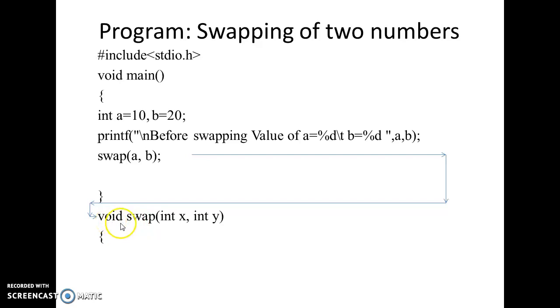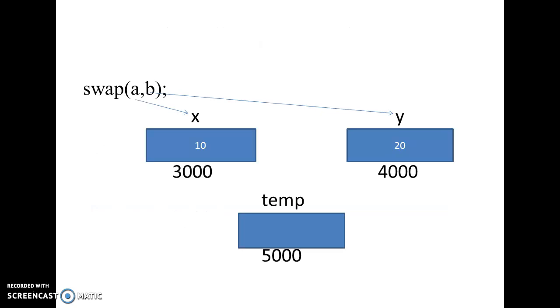In the function definition, it's void swap int x and int y. So simply A and B are copied into the variables x and y. See here, swap A and B. So A is mapped with x and B is mapped with y. So x is located at say 3000, y is located at 4000. So the value stored in x is equal to 10, that is equal to A, and y is stored with 20, that is equal to B.